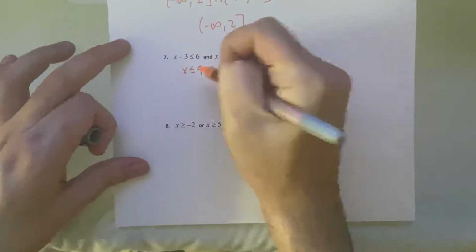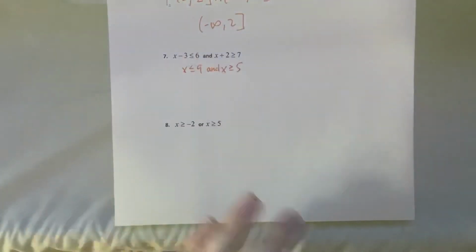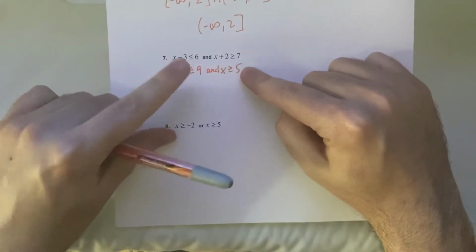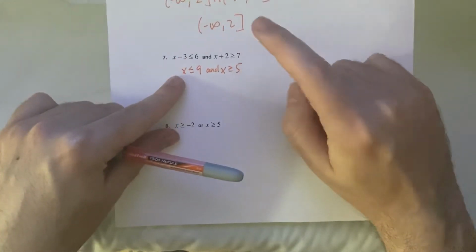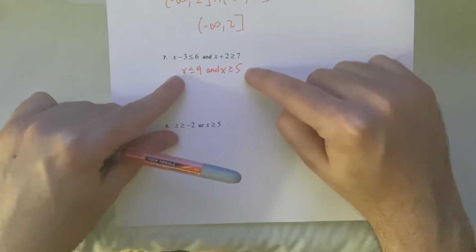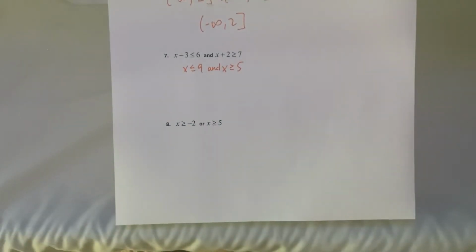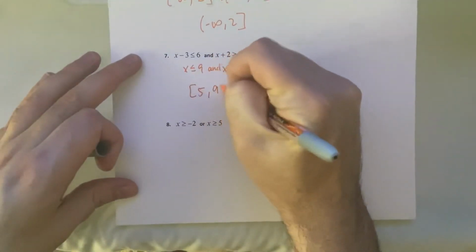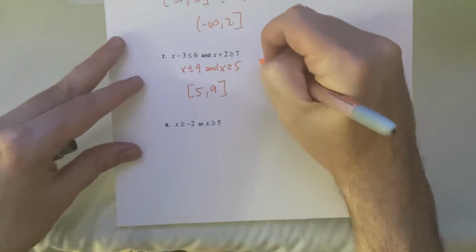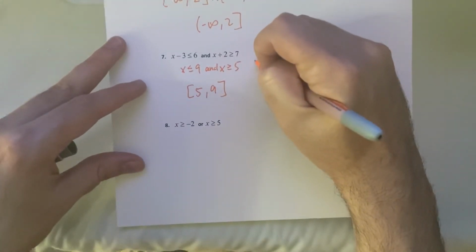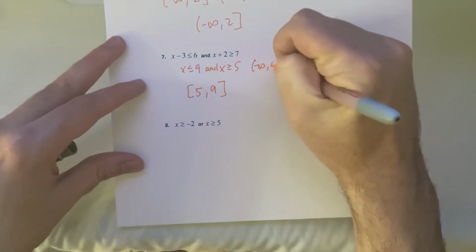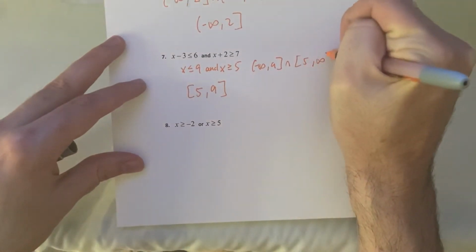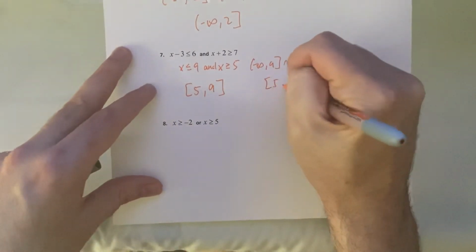So if you don't like looking at it this way, let's talk about in words what's happening. What numbers are less than or equal to 9 and greater than or equal to 5? Well, that would be anything from 5 to 9. So you can use the word sometimes as well to get here. How would this look interval-wise? From negative infinity to 9, intersect 5 to infinity, and it still gives you the same 5 to 9.